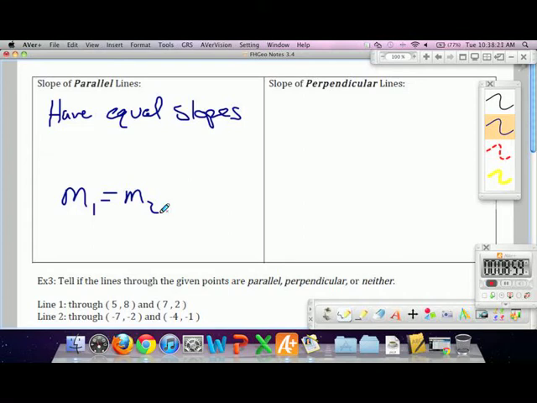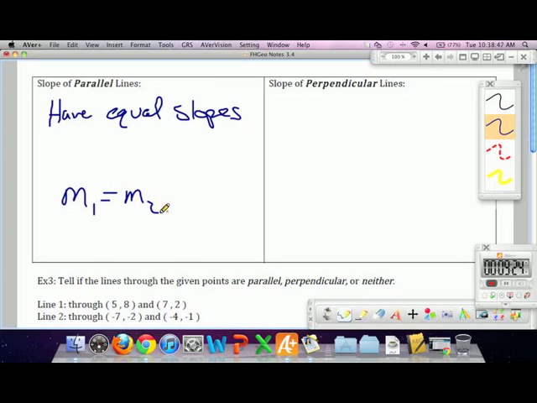Parallel lines. I don't really have much more to add to that. If your lines are parallel, then they have equal slopes. If your lines have equal slopes, then they're parallel. It's a biconditional. So lines are parallel if and only if they have equal slopes. How would that work with a vertical line and a horizontal line?